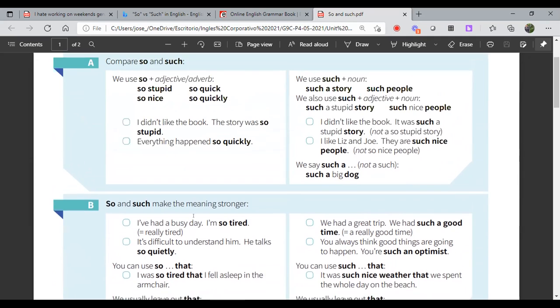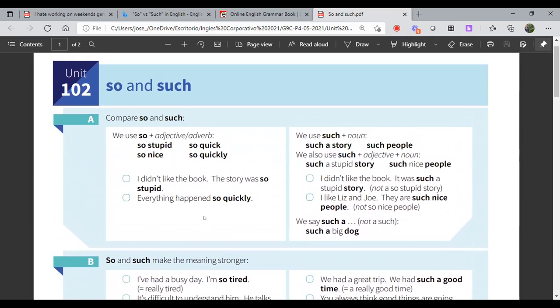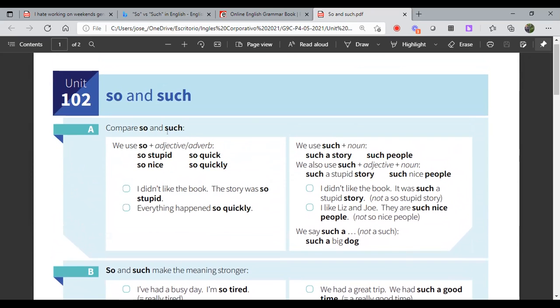Okay. And you may ask me, what's the meaning? All right. So what is the meaning of such? We use such plus a noun, but this is just the grammar. Okay. For example, if we say such a story, such people.